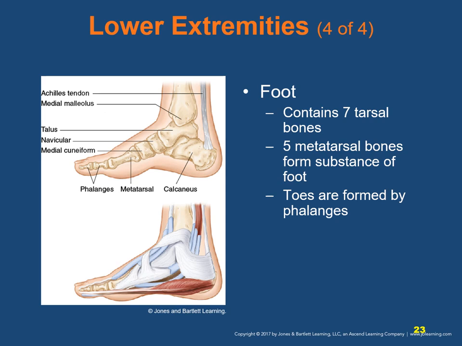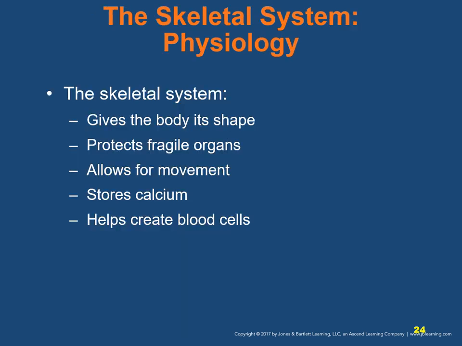There are 5 toes that are formed by 14 phalanges in total. You have 2 phalanges in the great toe, or large toe, and then 3 phalanges in each of the smaller toes. So just to remind you, the skeletal system is what gives the body its shape, protects fragile organs, and allows for movement. It also stores calcium and helps create blood cells.